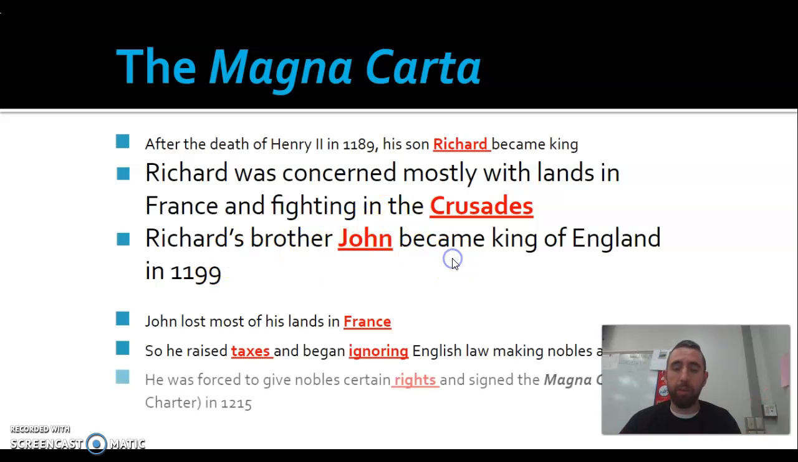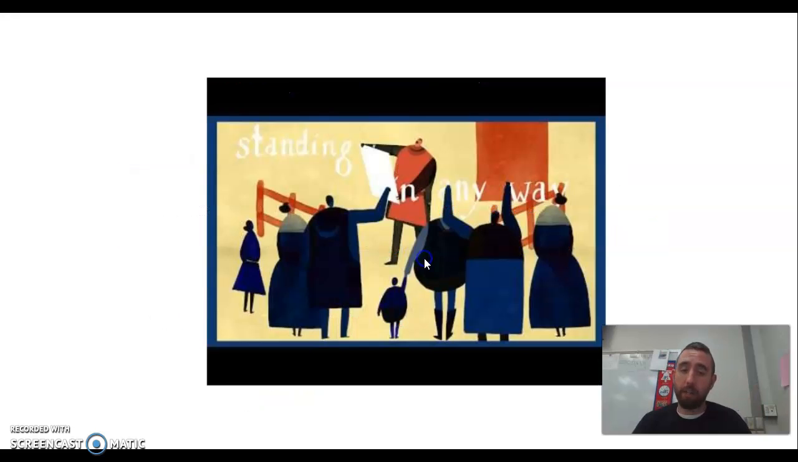Okay, so the nobles, they're really angry with him. They kind of get their soldiers together, flex their muscles a little bit, start flexing their political power, and they come to him and force him to sign a document, a charter, a set of rules, which basically give the nobles certain rights and limit the king's rights. And this charter, this agreement was called the Magna Carta.